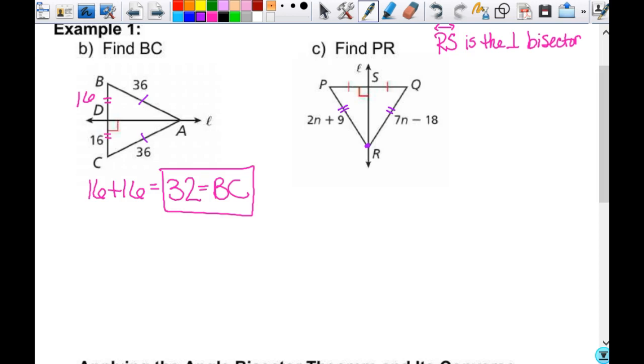So now that these are congruent, solving this is going to be easy. 2n plus 9 equals 7n minus 18. Right? So that gives me 27 equals 5n. Oh, I wrote 25 for some reason. I don't know why. 27 equals 5n. So what does n equal? 27 over 5. Am I done? Nope, you got to plug it back in. So plug it back in to PR and see what we get.